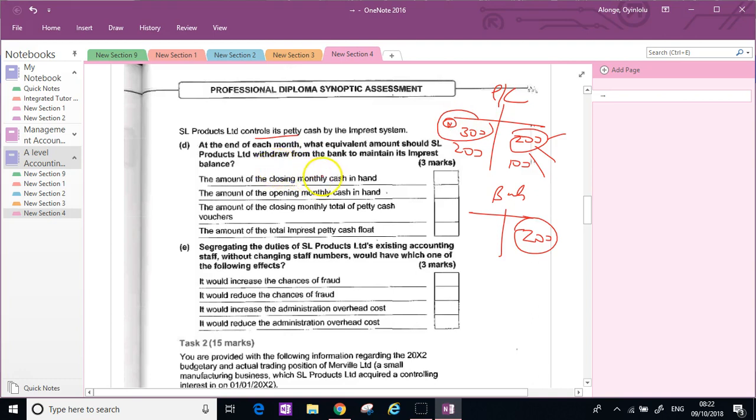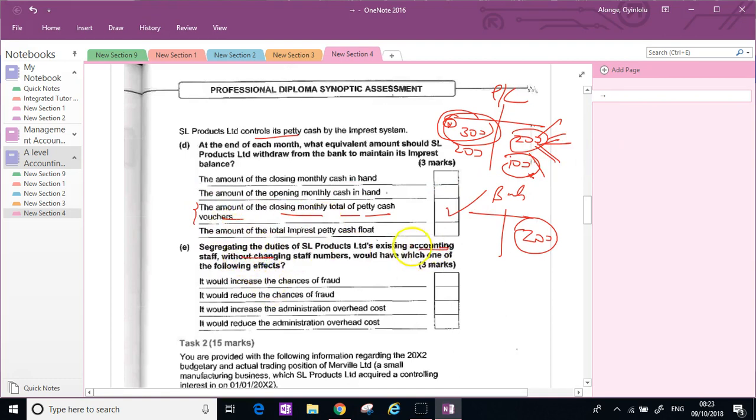So going through the answers here, it says the amount of the closing monthly cash in hand. In this scenario, the closing cash in hand would be 100 because you've withdrawn 200. We can't withdraw 100, no. The amount of the opening monthly cash in hand, well, the opening would have been 300. We don't need that much. The amount of the closing monthly totals of petty cash vouchers. Typically, you would issue a voucher as evidence of money given out. So yes, it's really asking you to replace it with the amount of money that has gone out, based on the voucher system.